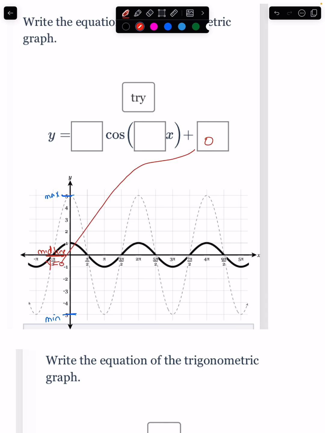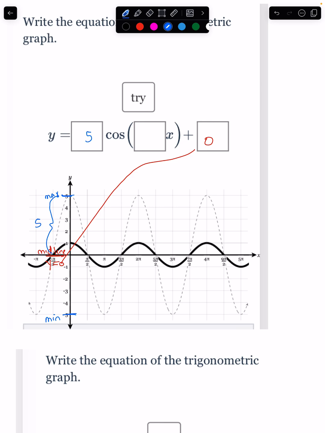So that's just going to be 0, right? It's not going up and down. There's no vertical shift up or down. And then I'm going to find out how far my max is from my midline. It's 5 units. So my amplitude is going to be 5.